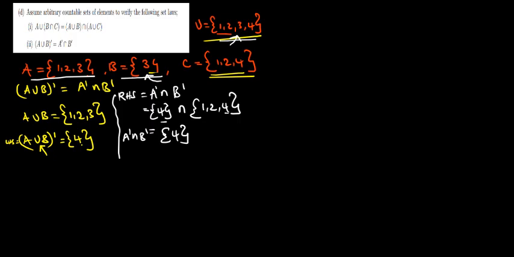From this we see that our left side, A union B complement, is equal to A complement intersection B complement. So we can say hence verified. We verified these two laws here. So that's how we can go about this question.